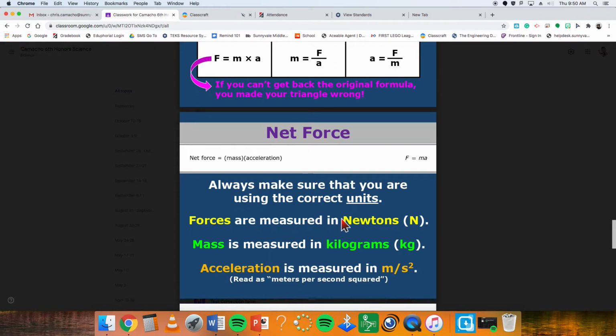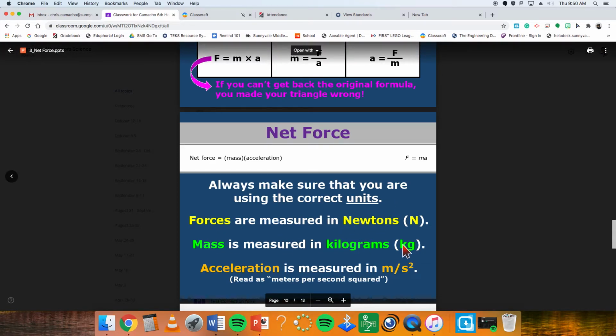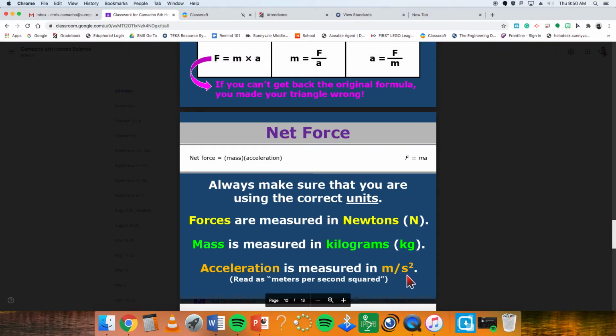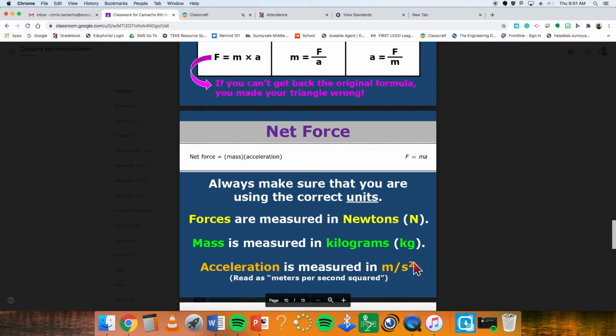Always make sure that you're using the correct units. Forces are measured in newtons. Mass is measured in kilograms. And acceleration is measured in meters per second squared.